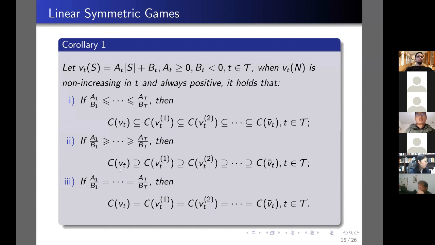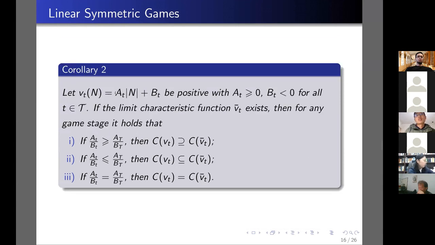And for the limit case, when Vt of N is positive and the limit V bar t exists, then for any given stage, the initial core will contain the limit core if At over Bt is larger than this quotient. The inclusion will be inverse when the relation is inverse too. To find the relation between the initial core and the limit core, you only need to consider the relation of such two quotients. So it's really easy to check.